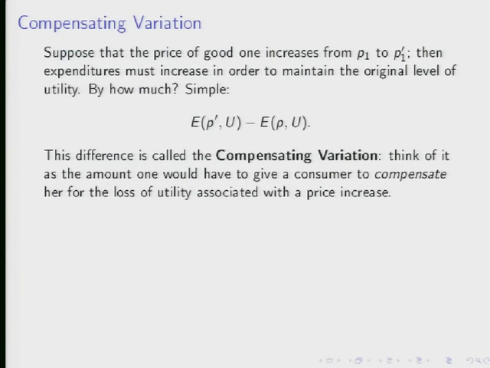The compensating variation is equal to the difference: E of P prime U minus E of P U. And so that difference graphically is just this little area. It's the difference area between these. Let me shade this for you. So this is the compensating variation, which is equal to E of P prime U star minus E of P U star. It's the answer to how much income you have to give somebody to compensate them for an increase in price from P to P prime.